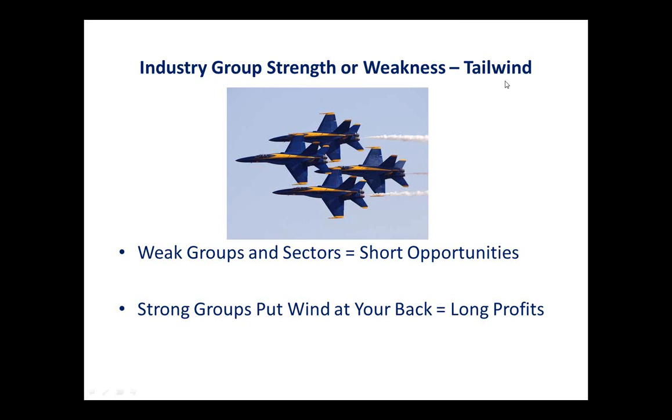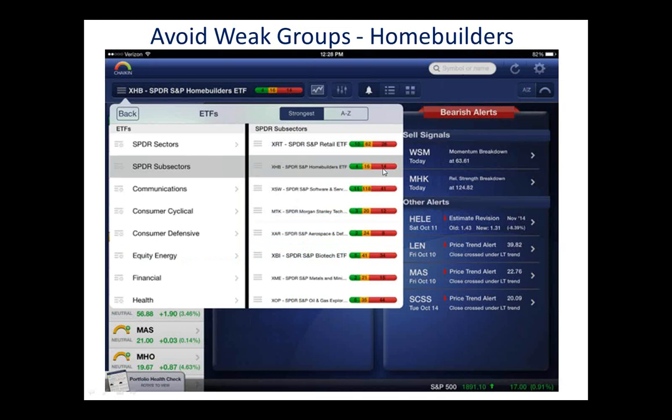Industry group strength or weakness is huge. What Mark likes to say is when you've got the industry group with you, you've got a tailwind. So if I'm looking to be on the long side, I want to buy stocks in a strong industry group. Weak groups and sectors are for shorts. Strong groups put the wind at your back for long profits. And here's exactly one way to go about finding them.